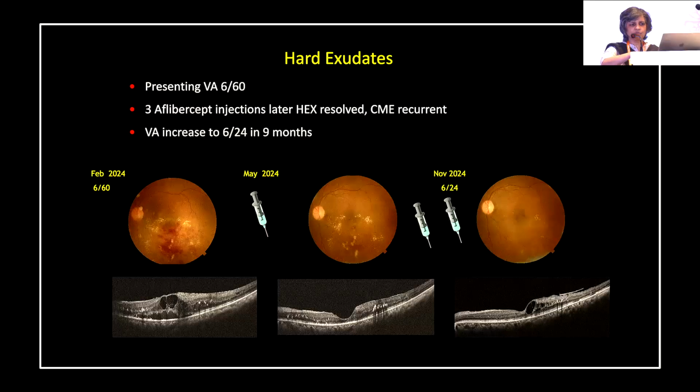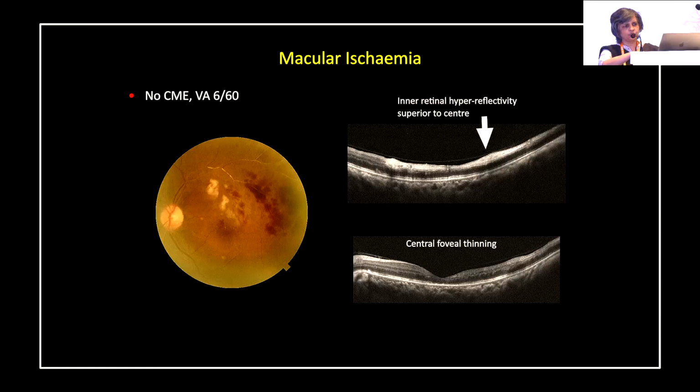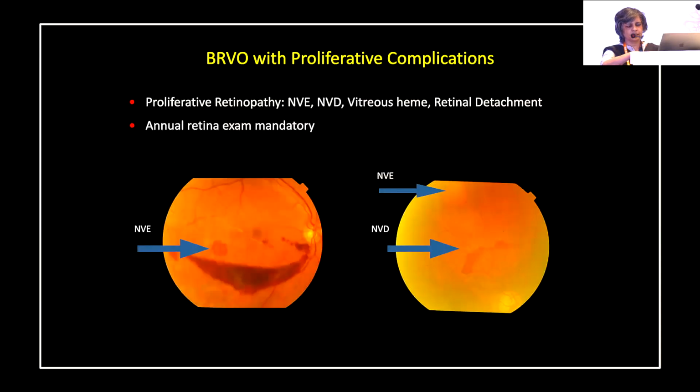However, they do resolve, as I have shown in this picture here. When you neglect, it goes from 1 to 2, but after treatment you can have resolution. Another problem is ischemia. There may be no edema, but you can see the hyperreflectivity on the OCT showing ischemia. So vision is not good, but there is no edema.